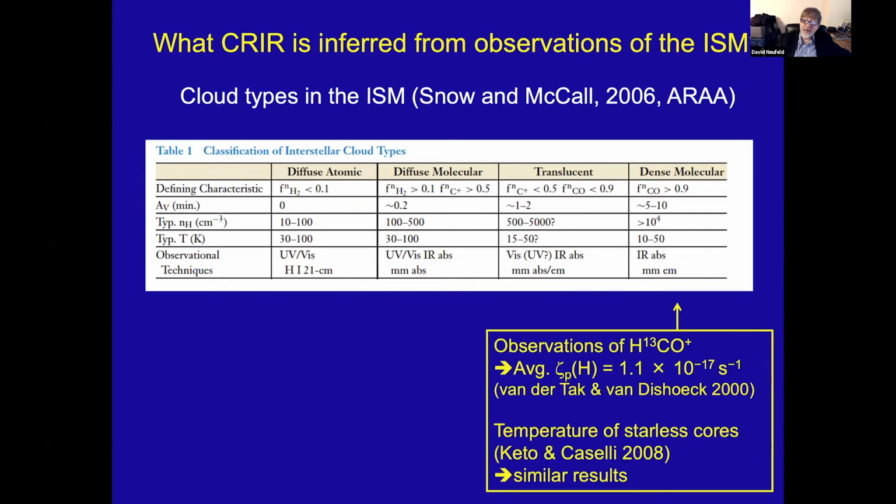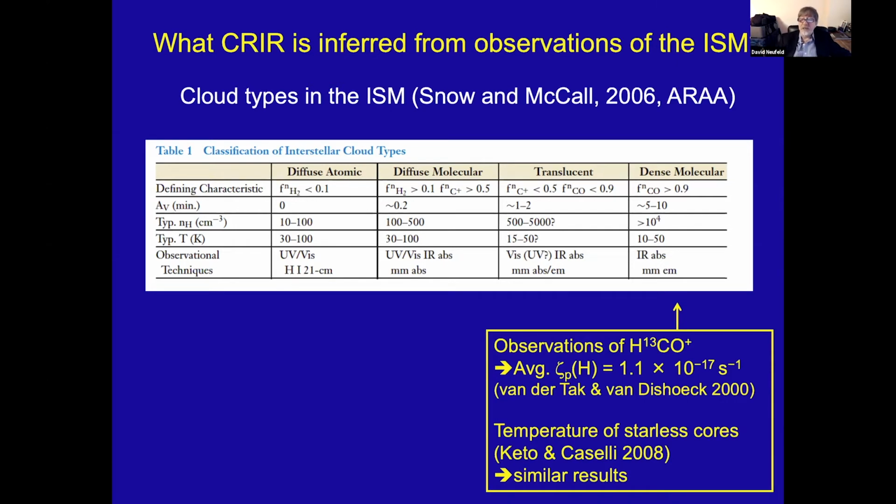So if we look at dense molecular clouds, and I think this will be discussed more later on in the session, observations of certain molecular ions, for example, HCO+, can be used to infer the cosmic ray ionization rate. And the number gotten in one of the studies, but similar results are obtained from other studies, is basically in perfect agreement with the number I gave you previously as being what one would expect from Voyager, 10^-17 per second. There are also estimates based on the temperature of starless cores, assuming that the heating is due to cosmic rays. They give similar results.